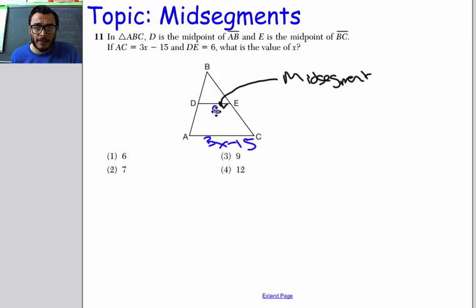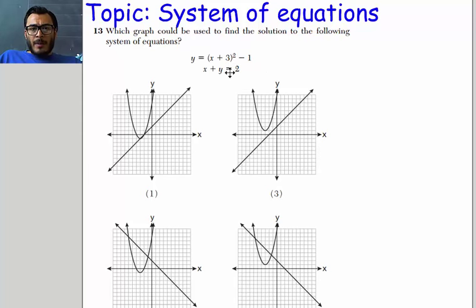So for number 13, we got ourselves a nice system of equations question here. And we're just looking to see what kind of graph this parabola and this line is going to produce, what it will look like. So let's figure out what it will look like. But before we do that, we got to put this in y equals form, and when we do, we subtract x on both sides, and we will get y equals negative x plus 2.